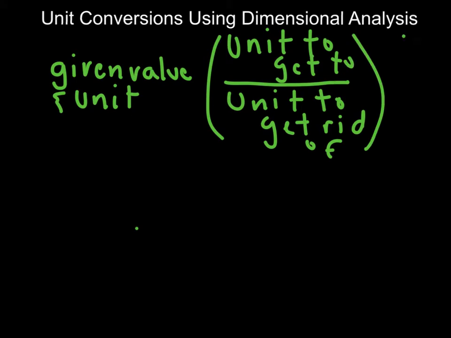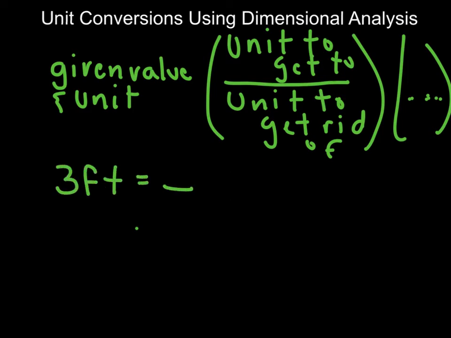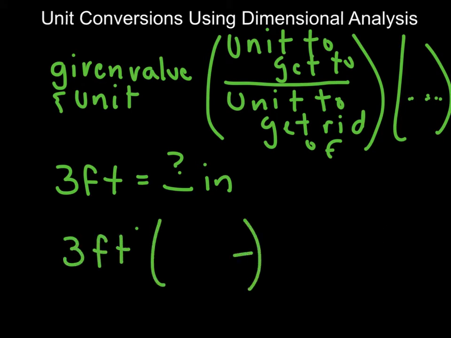And this pattern gets repeated for as many types of unit conversions as we need. For example, let's say that you jumped 3 feet. How many inches is this? Well, you already know it's 36 inches, but here's how you know. We can convert 3 feet into inches using dimensional analysis. The unit we want to get rid of is feet, so we put that down here. And the unit we're trying to get to is inches, so we put it up on top. We know that there are 12 inches for every 1 foot.